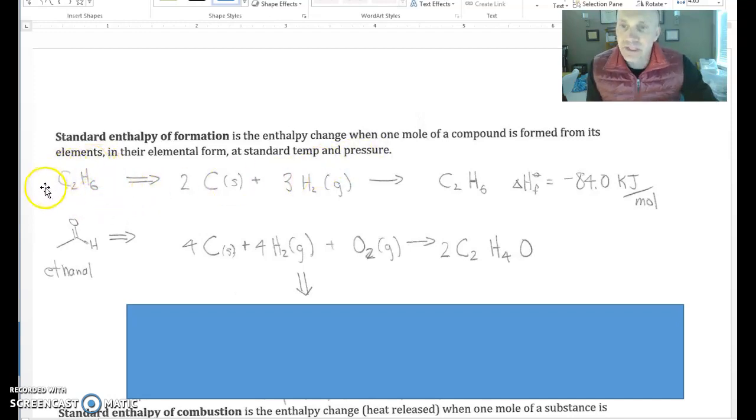All right. So if you were to say, what is the standard enthalpy of formation of ethane, what that would involve is saying, okay, well, let's take a look at the elements that go into making this up. All right, we've got carbon and we've got hydrogen. All right, so if we took carbon in its elemental form, its formula would be C.